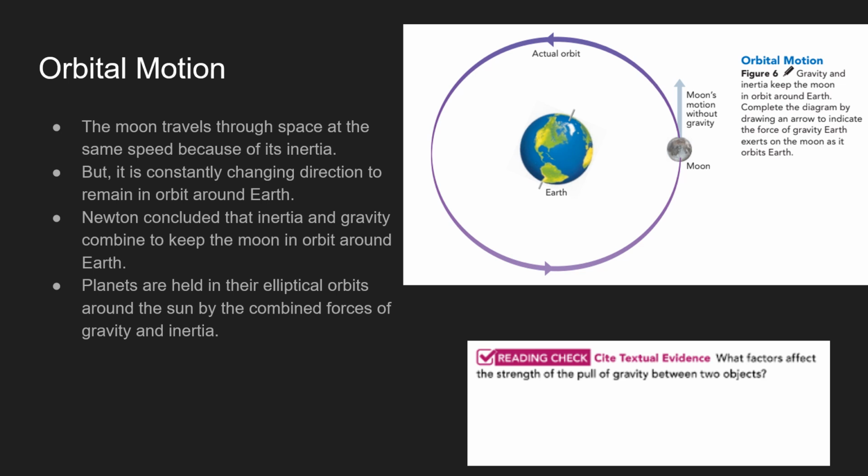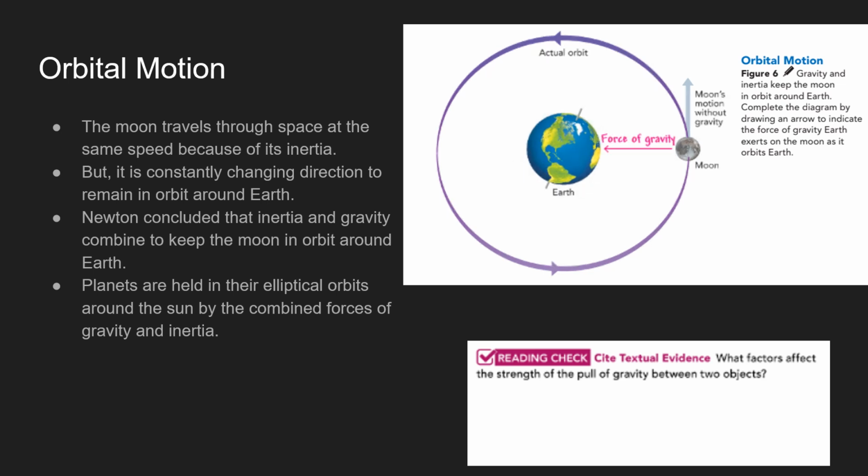So here we have orbital motion, figure 6. Gravity and inertia keep the moon in orbit around Earth. Complete the diagram by drawing an arrow to indicate the force of gravity Earth exerts on the moon as it orbits. It's going to look something like this. You're going to draw an arrow from the moon to the Earth, which is the force of gravity.